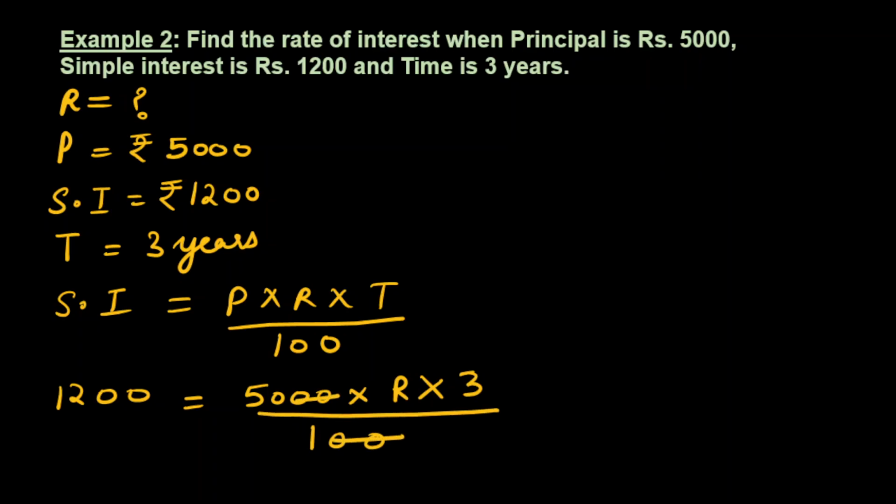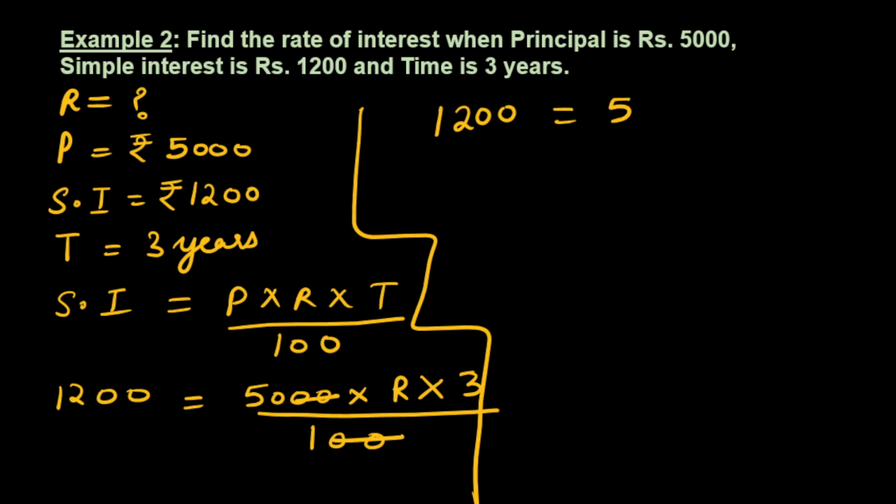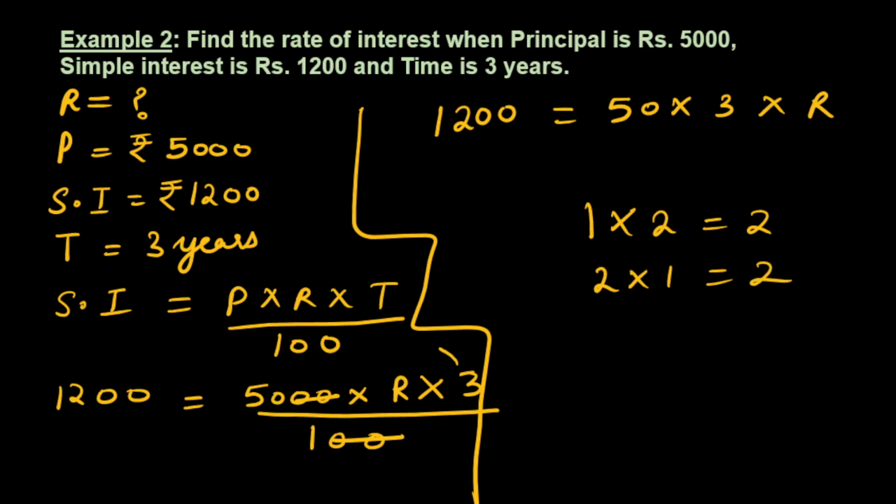Two zeros will get cancelled. Now what are we left with? 1200 is equal to 50 into 3 into R. I'll write R on this side. In multiplication, I can write numbers like this because 1 into 2 is also 2, and 2 into 1 is also 2. So that's why I just shifted this 3 in here. In multiplication, we can shift, so it will not make any difference to our answer.